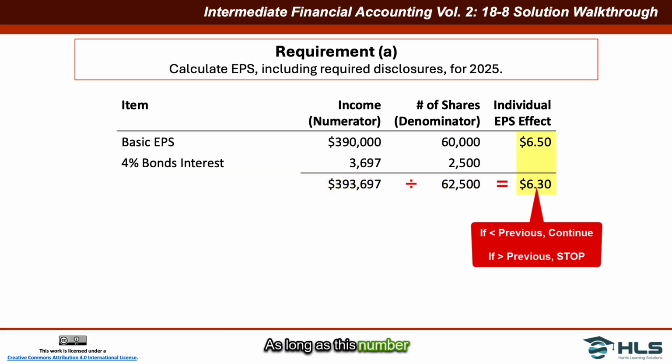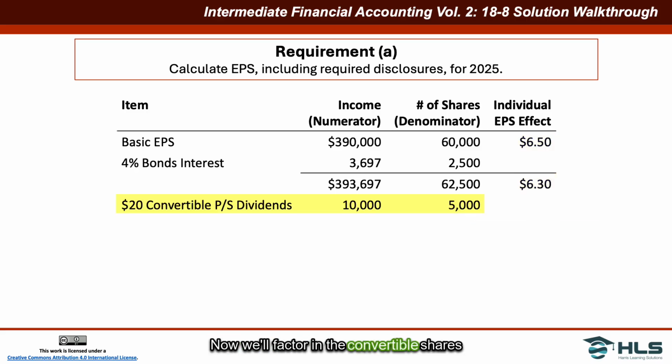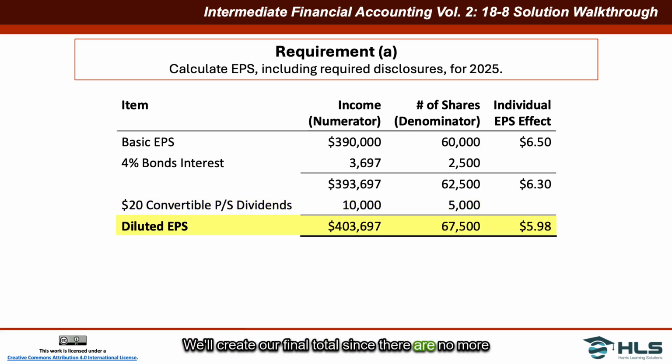As long as this number is less than the previous number, in this case the starting point of the basic EPS, we know that the bonds are dilutive. If this number were to end up above $6.50, the bonds would either have been anti-dilutive or a mistake was made. Now we'll factor in the convertible shares, which adds $10,000 to the income, or the numerator, and 5,000 shares to the denominator. We'll create our final total, since there are no more dilutive securities after the convertible shares.